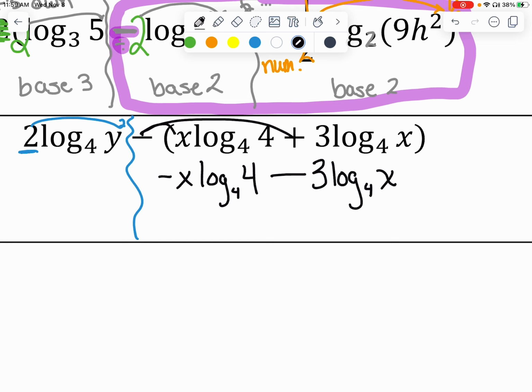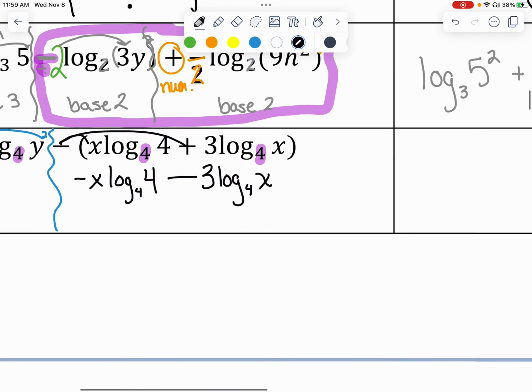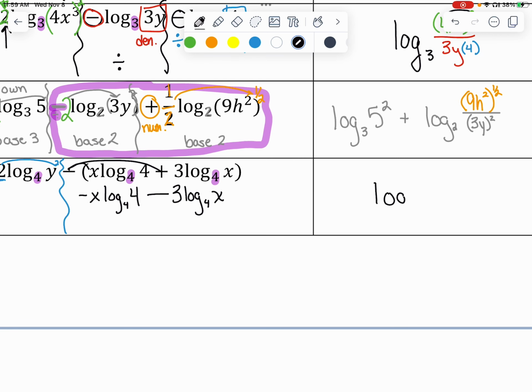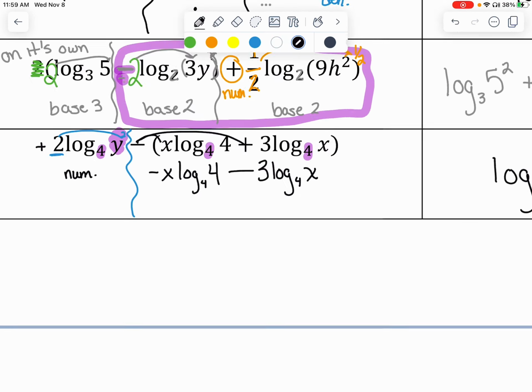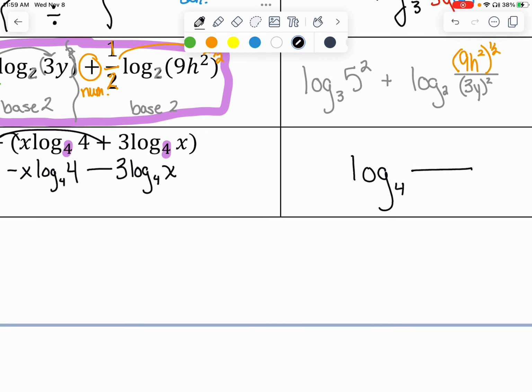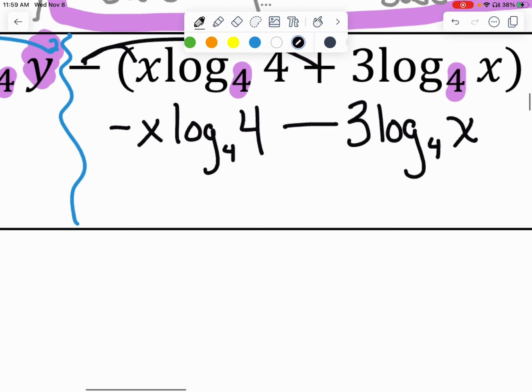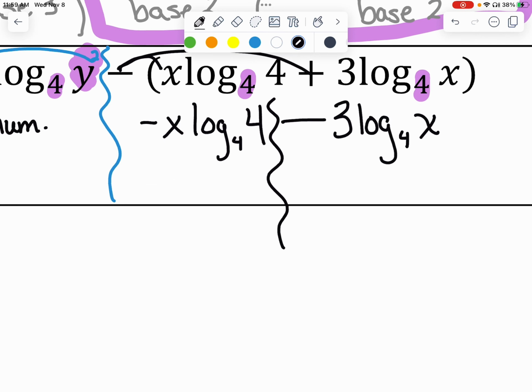So also please notice they all have a base of 4. So they can all become one single log at the end. So here's my single log with a base of 4. All right. So this one's going to be first and it's positive, so it's going to go in the numerator. So I'm going to put y squared in the numerator. Let's go take a look at what else. Ooh, this one is negative, so it's going to go in the denominator.